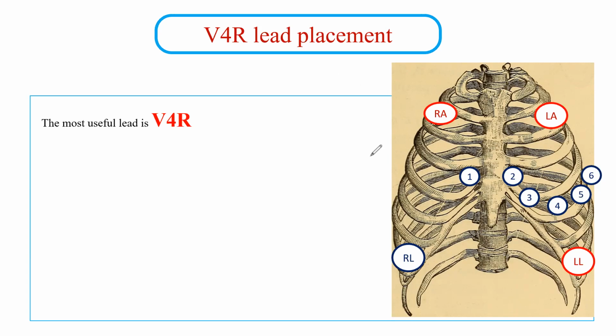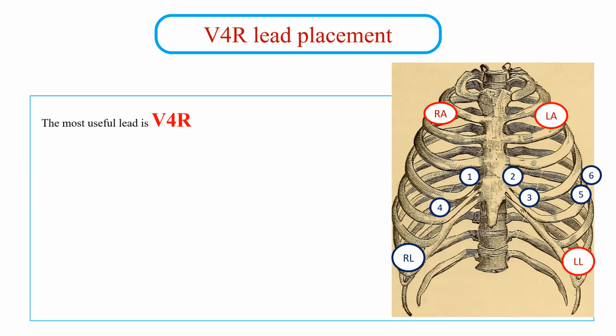So what we can do is place all leads in the usual placing method, except for V4. Instead of its place on the fifth intercostal space on the left side, we move it back to the fifth intercostal space on the right side, at the midclavicular line. This is called V4R. And this is really very useful to detect ST segment elevation for diagnosis of right ventricular myocardial infarction, with sensitivity of almost 90% and specificity of 80%, and overall diagnostic accuracy of almost 80% as well.